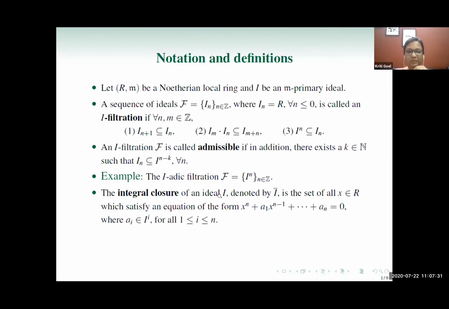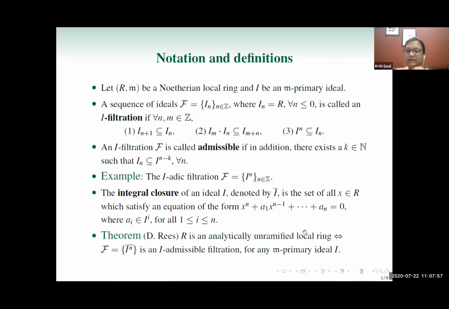Given an ideal I, the integral closure of I, which we denote by I bar, is the set of all those elements x in the ring satisfying an equation of a particular form, where the coefficients come from the corresponding powers of the ideal I. If we consider the collection of the integral closures of powers of the given ideal I, this forms an admissible filtration if the ring is analytically unramified.